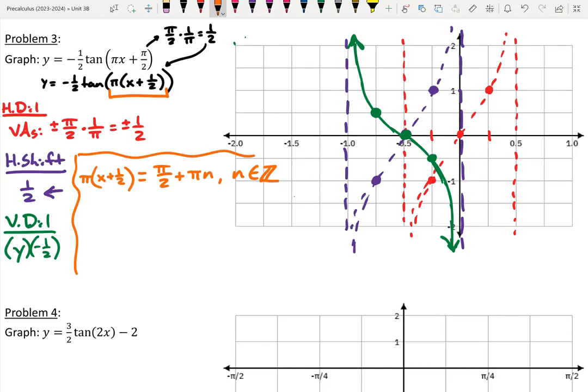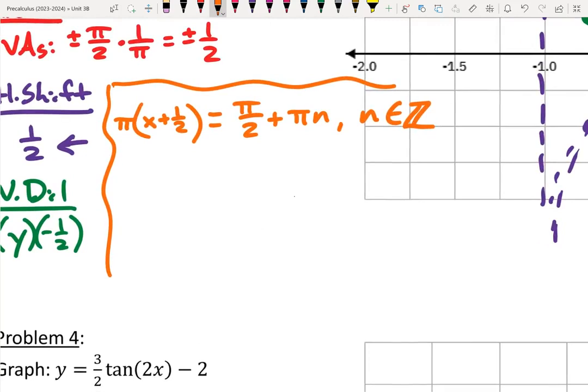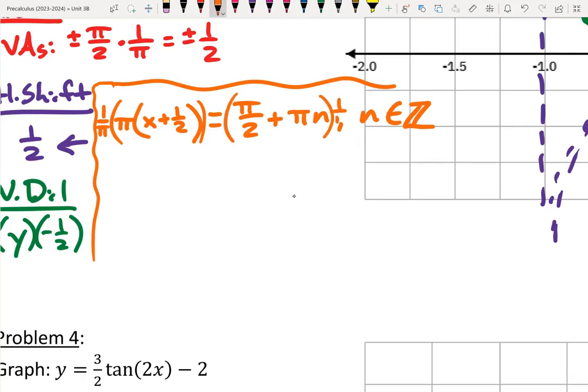All right, we're going to go ahead and solve that. So how would I solve this? Isabel, what would I do first to solve? Multiply by the reciprocal, and what is our reciprocal? 1 over pi, same reciprocal I used in my horizontal dilation. 1 over pi. So that's going to leave me with x plus 1/2.